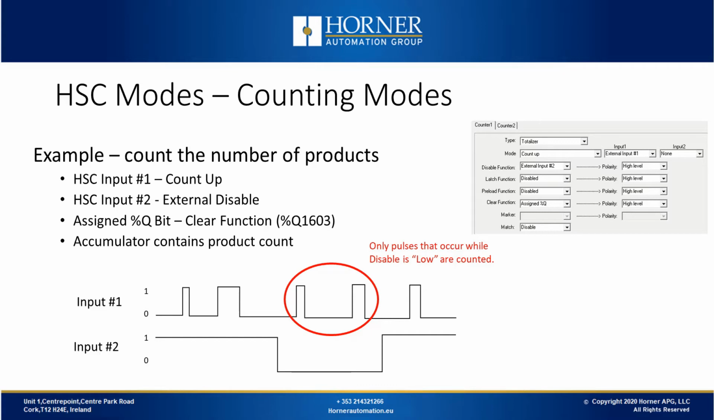At some point, it will clear the accumulator, but that's not a time-critical function, so I'm just assigning an internal real-world I/O bit, or a Q bit, as the clear function. I will turn that Q bit on in my logic to execute the clear. Then my accumulator will contain the product count. My clear function is not asserted in logic.